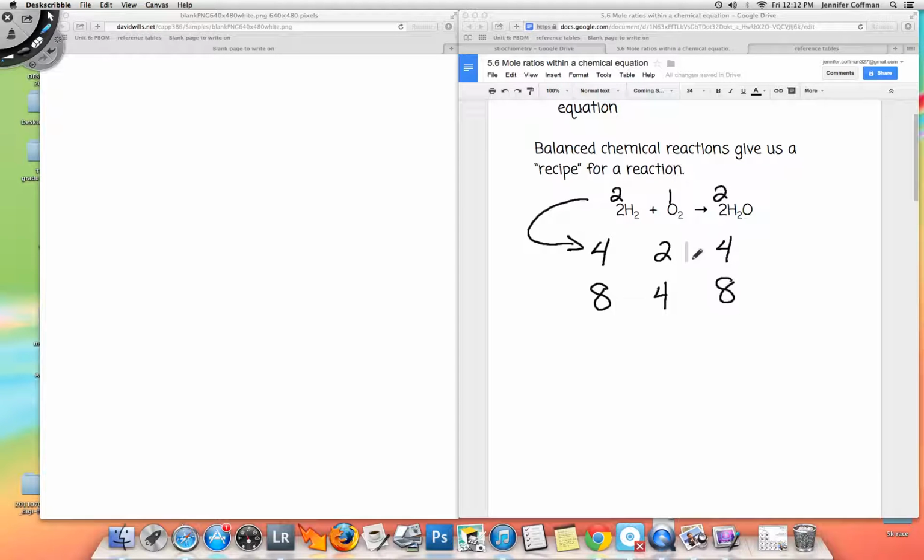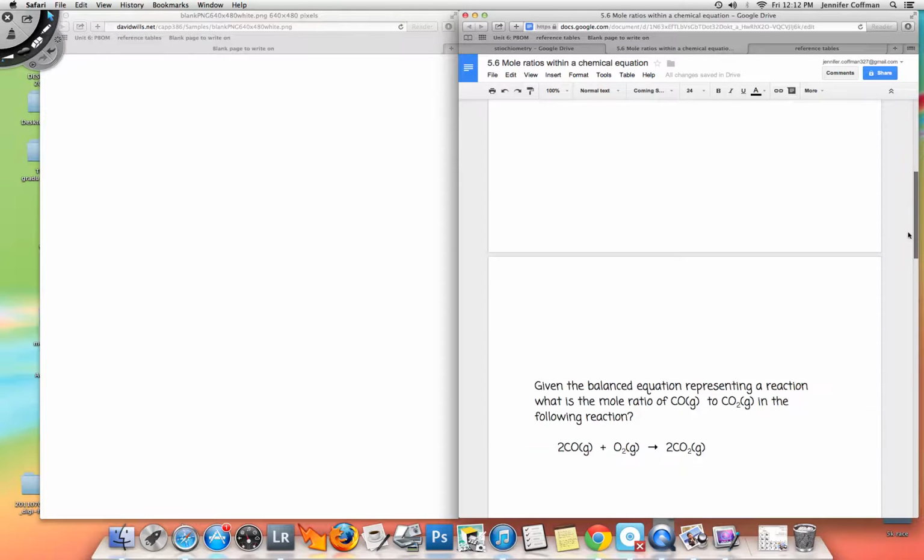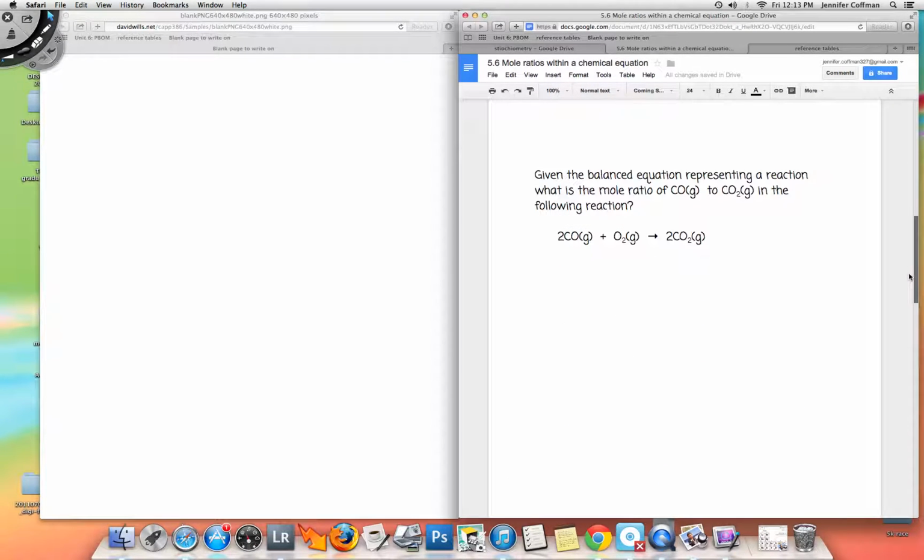And that allows us to adjust. If I want to make more waters or more moles of water, I can just start out with more moles of hydrogen and more moles of oxygen. Okay, so what does that mean? That means we're going to get questions where they're going to be manipulating the number of moles that you are given in the equation. So let's take a look at this.